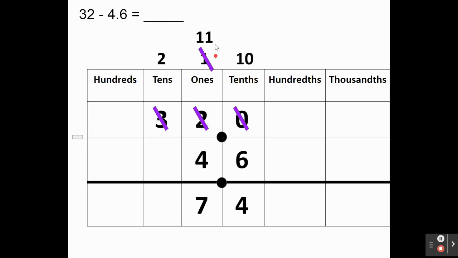Now we can subtract the tens place. 2 tens minus 0/10 is 2 tens. The decimal point always goes between the ones and the tenths place. So our answer is 27 and 4/10.